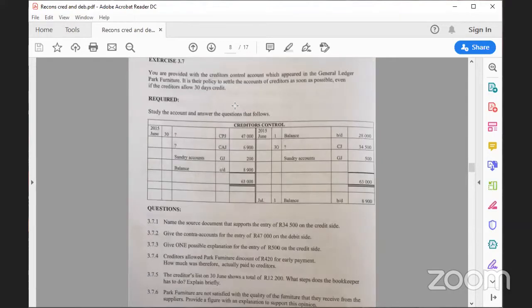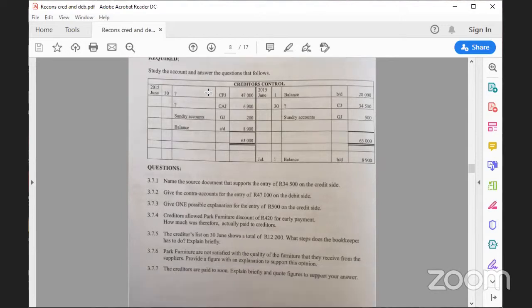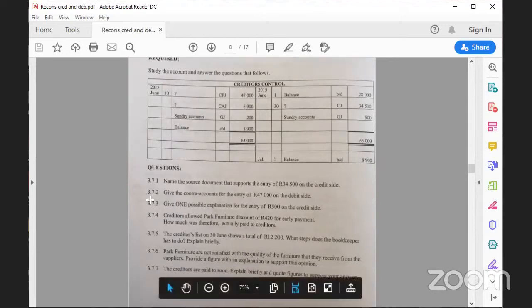And we pay faster. Okay, I forgot to mention here, it says the policy of creditors is payment as soon as possible, even though the creditors allow 30 days. So that's where they got the 30 days from. This was a very hard question. Yeah, this was a level 4 question. So have a look.